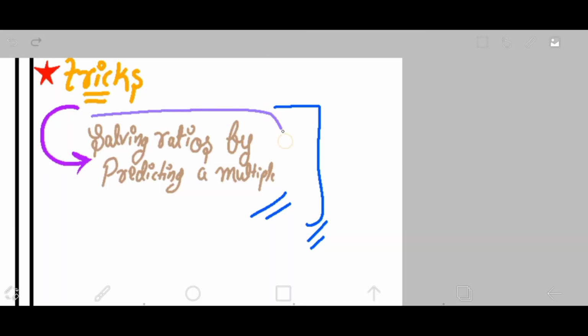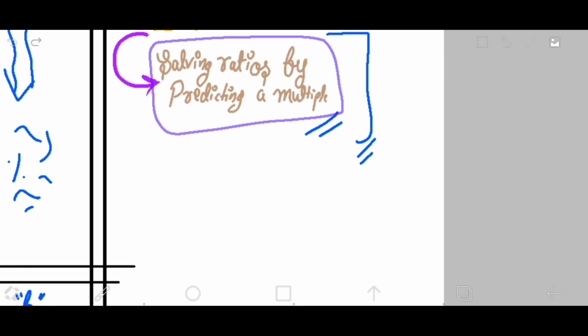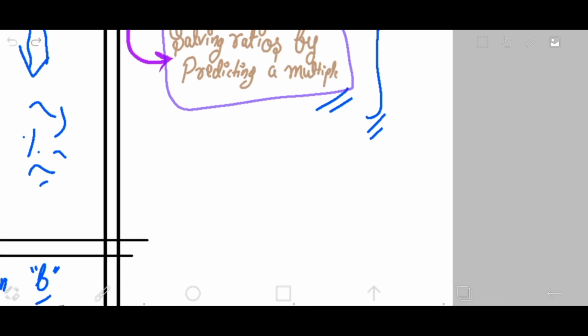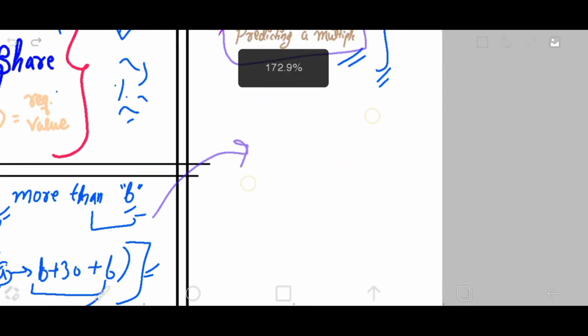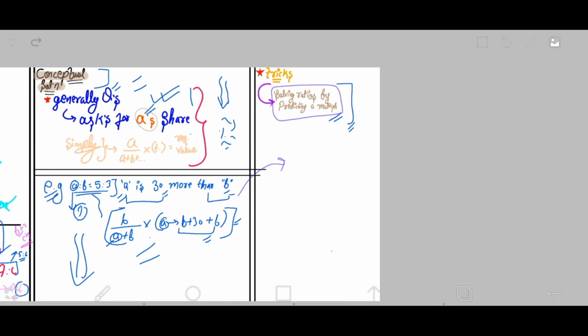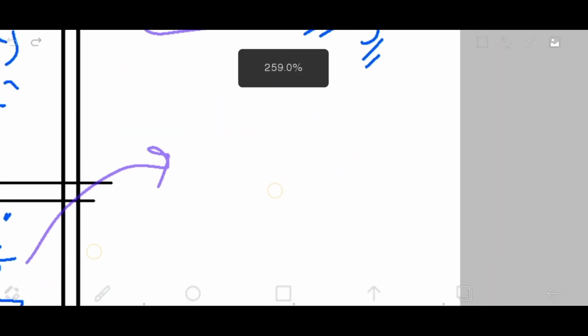I hope you could very clearly read this line: solving ratios by predicting a multiple. I hope you could understand what it is. If not, then obviously I'll be helping you to understand. Let's take this example only. As we know, A is to B is 5 is to 3, right?